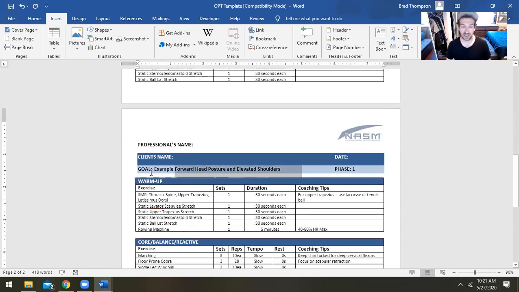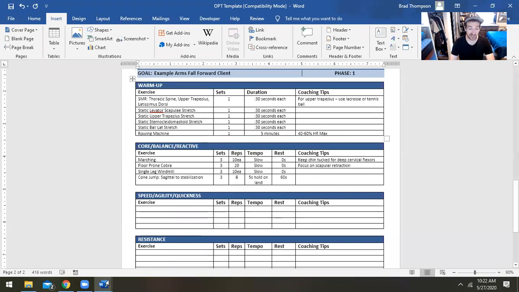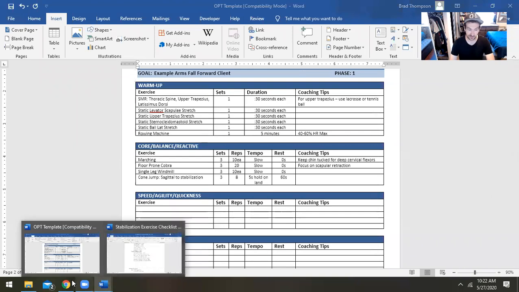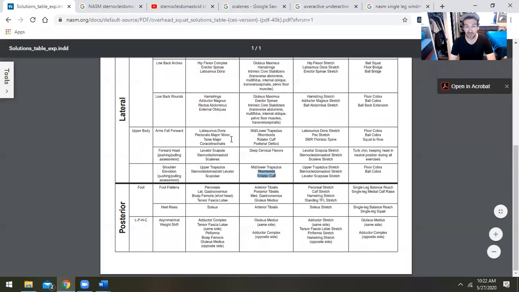All right, let's look at an example, arms fall forward client. So very, very similar here, right? Arms falling forward and shoulder elevation. We're going to see a lot of muscles that are pretty familiar when it comes to templating. Again, we're looking for the mid traps, the rhomboids, the rotator cuff, but we're also going to see the posterior deltoid here.